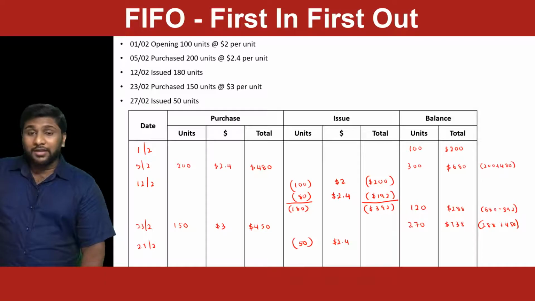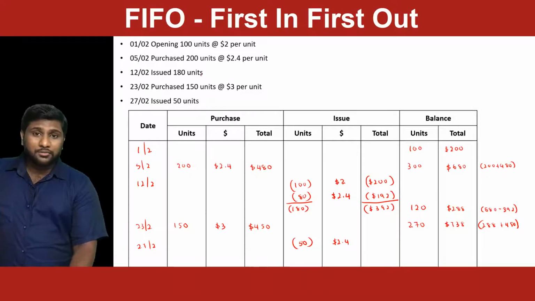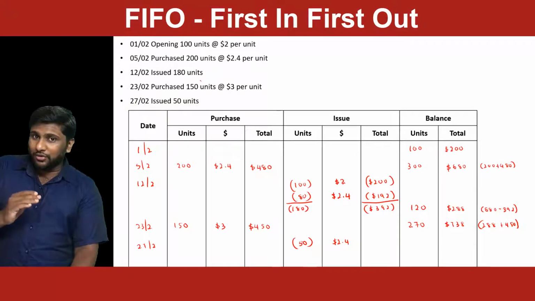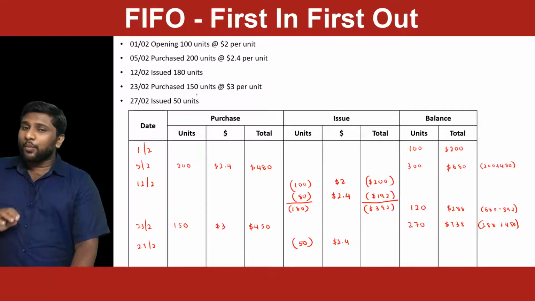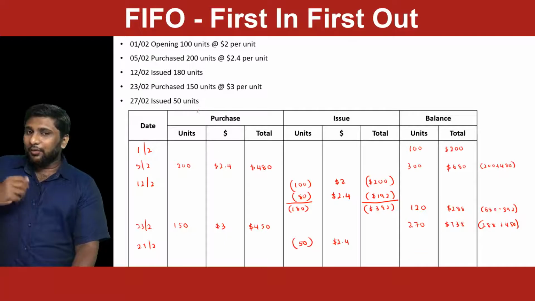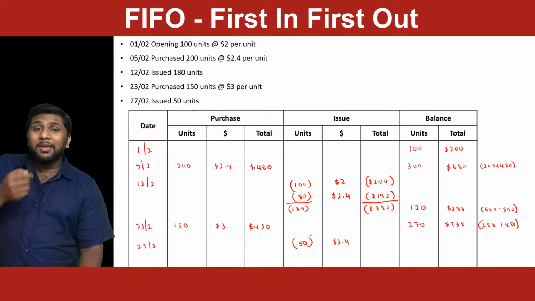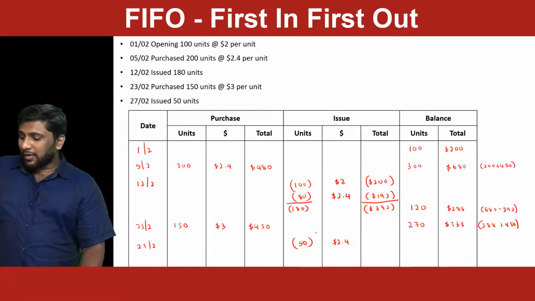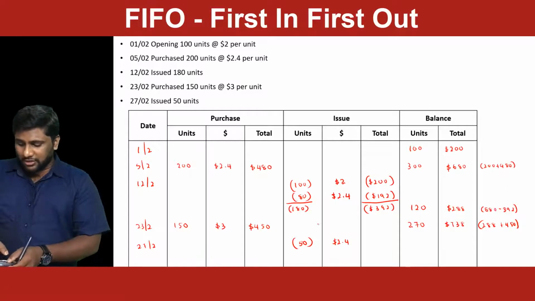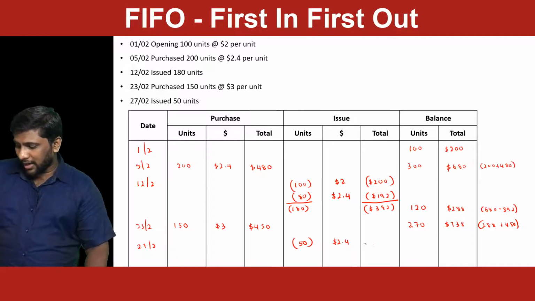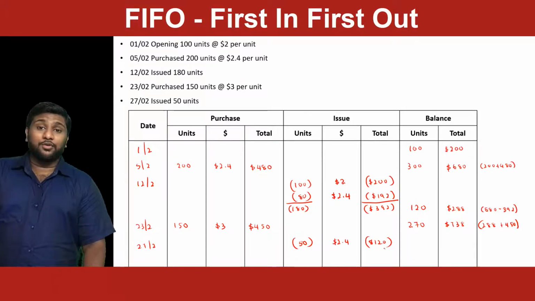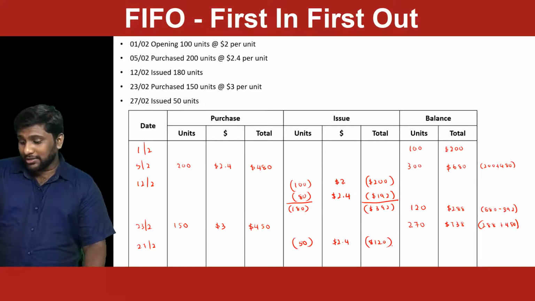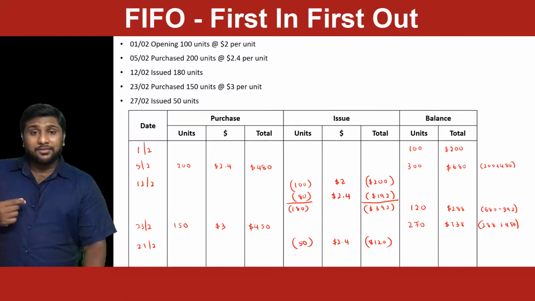From $2.4 worth materials also we have issued 80 units, but still you have 200 units now. Out of 200 you have issued only 80, that means balance 120 is there. So using that 120 you can issue the remaining 50 units. So what's the value of that 50 units? Each unit $2.4 into 50, you are getting a value of $120. So what's the value of 50 units that you issued? It is $120.